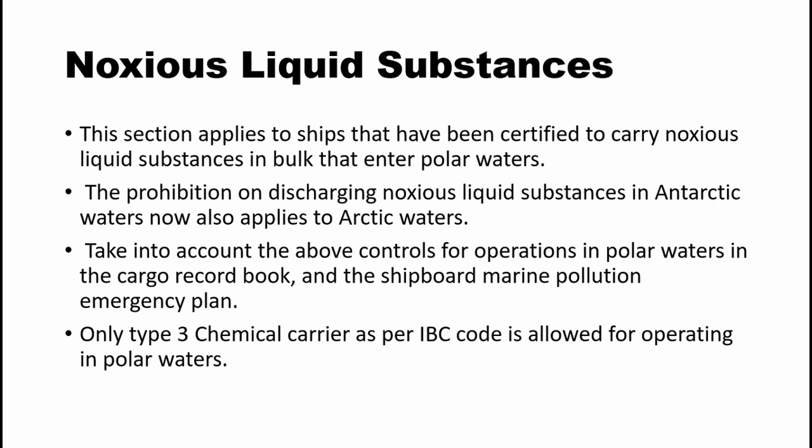If you remember, ships carrying noxious liquid substances are divided into three categories mainly. They are known as Type 1, 2, 3, and their constructional requirement is also different. They will be differentiated on the basis of the gap present in the width from the tank as well as from the bottom shell to the bottom side of the tank shell. So these differences will be there. The Polar Code tells us that only Type 3 chemical carrier vessels are approved by the administration to operate in polar waters for carrying noxious liquid substances. Type 1 and 2 are built to carry much more dangerous noxious liquid substances, so they are banning or preventing those.